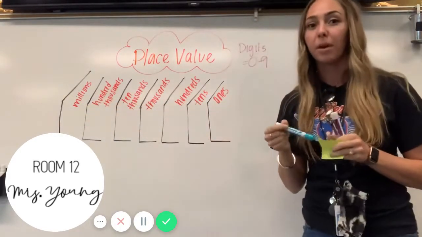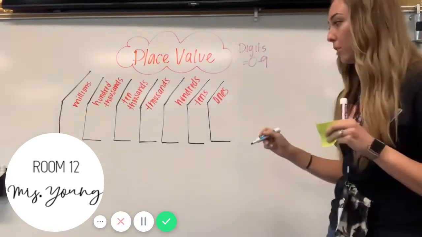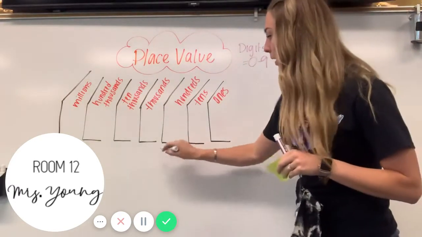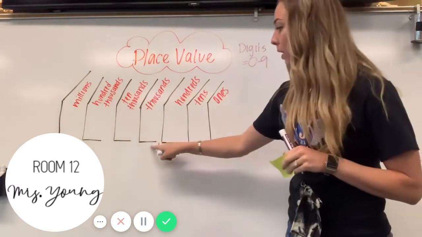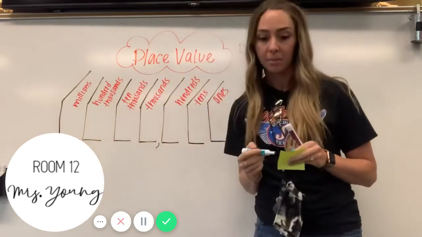You also learned about periods and how every 3 numbers is a period. So let's go ahead and mark those, and you separate those with a comma. 1, 2, 3, comma. That's the ones period. 1, 2, 3, comma. There's the thousands period.